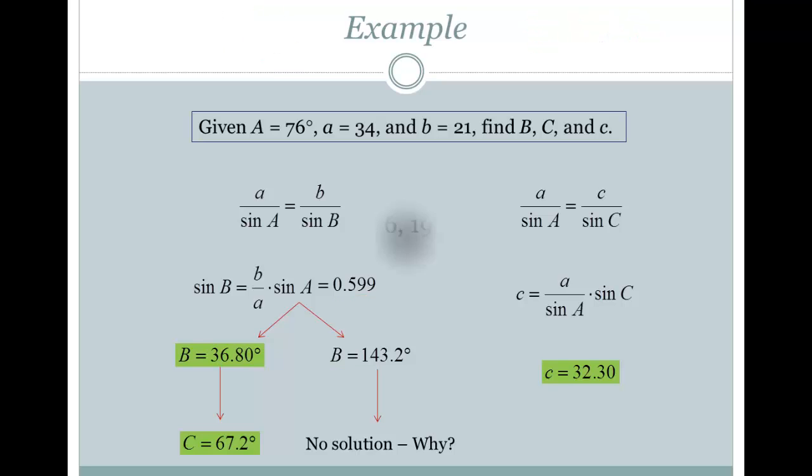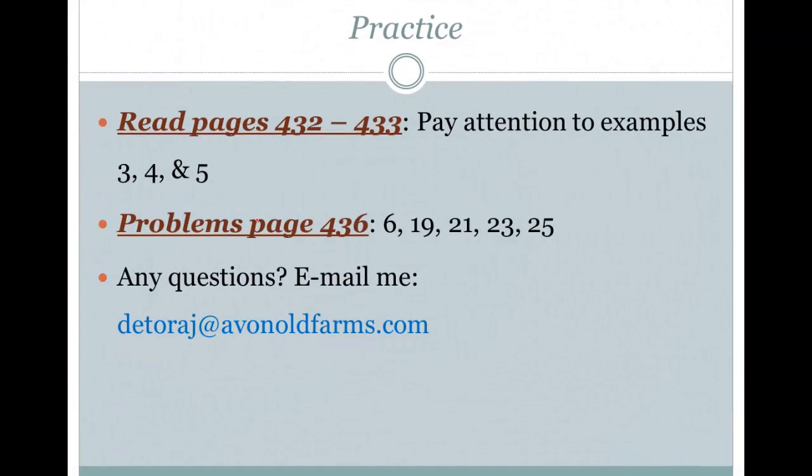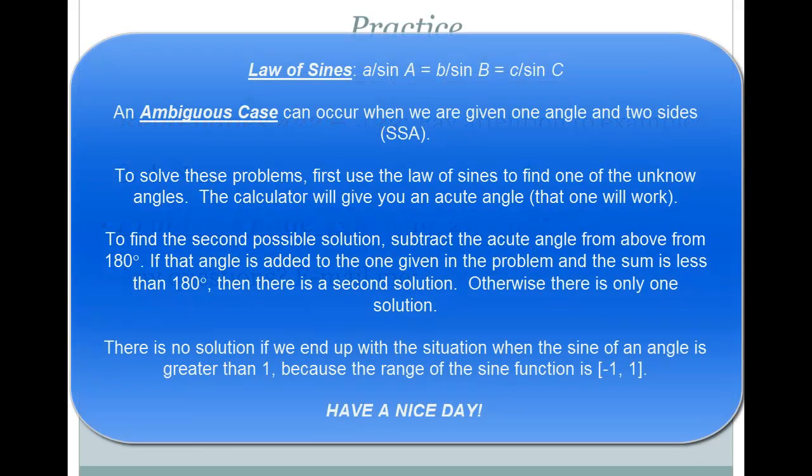Okay? So here's some more practice. These have some that have the ambiguous case. Make sure, again, you're looking at these examples. One example is a no solution example, one is a one solution example, and one is a two solution example. So make sure you're paying attention to those. These will help further your understanding about the law of sines and when we have more than one solution or no solution.